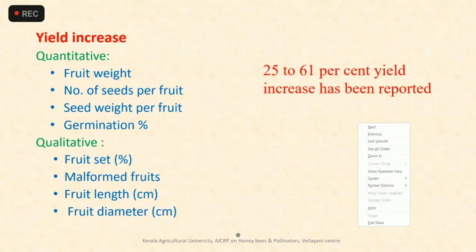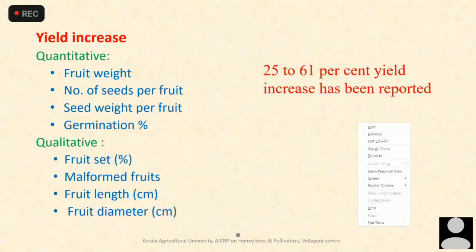And here, due to the bee pollination, the number of pollen grains reaching the ovule can be increased. Thus, efficient pollination is ensured by means of this bee visit. While for quality, there is the fruit set percentage, malformed fruits, fruit length and fruit diameter. There is an increase in the fruit length as well as the fruit diameter. You can see the shape difference between the bee pollinated one and the other one.